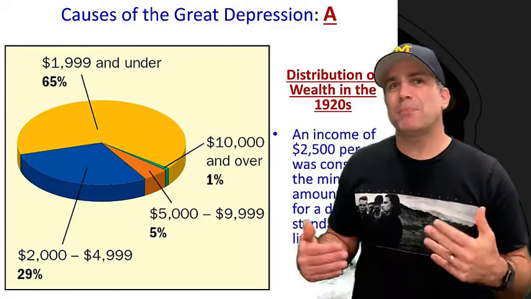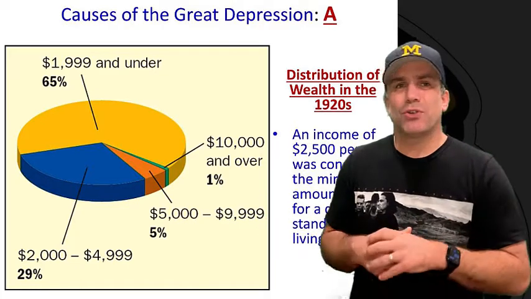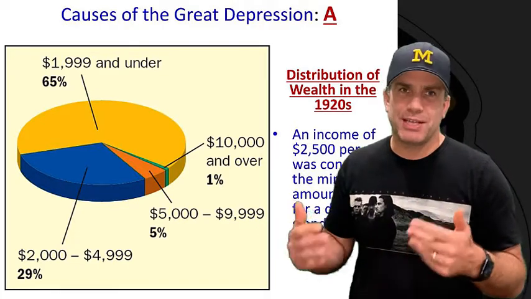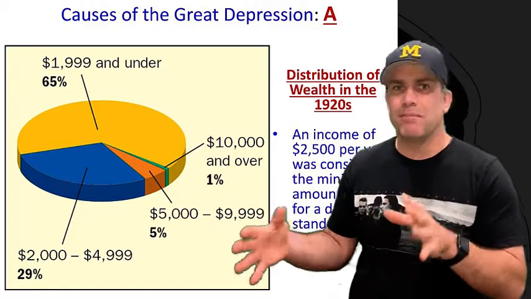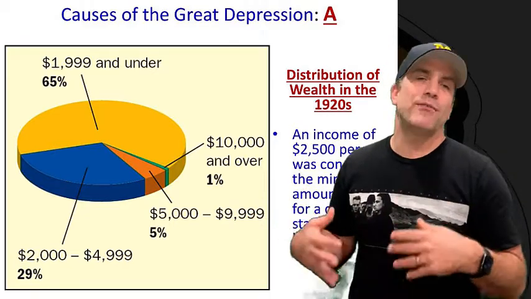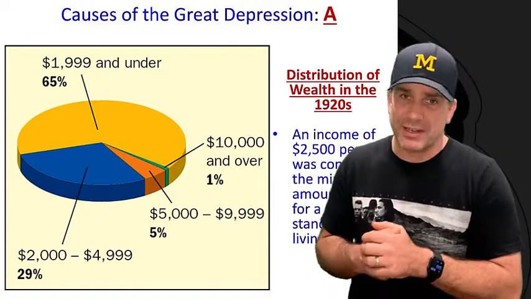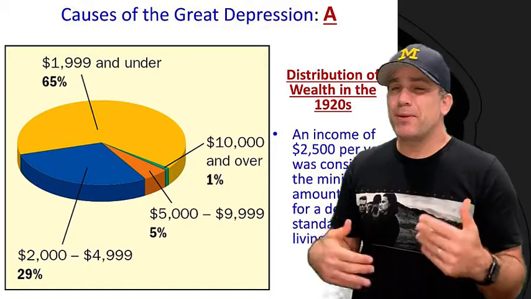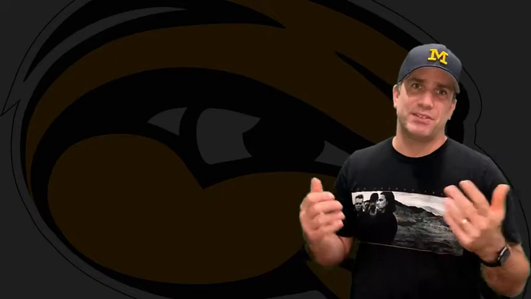See, over 70% of American families earned less than $2,500 a year, which was then considered to be the minimum income needed to afford a decent standard of living. And again, over 70% of Americans weren't there. Most Americans were not experiencing any of the benefits of the economic gains of the 20s.